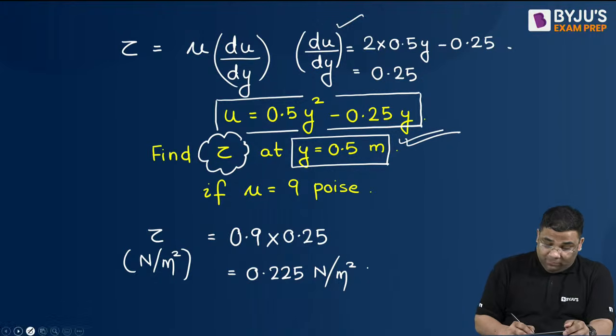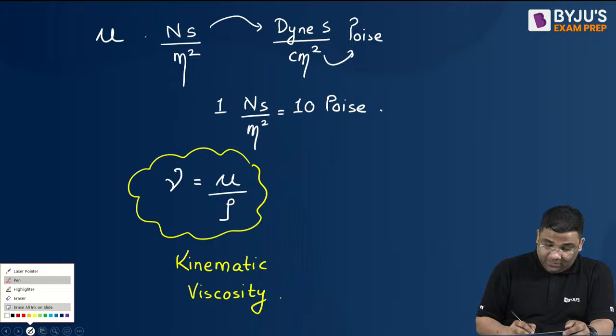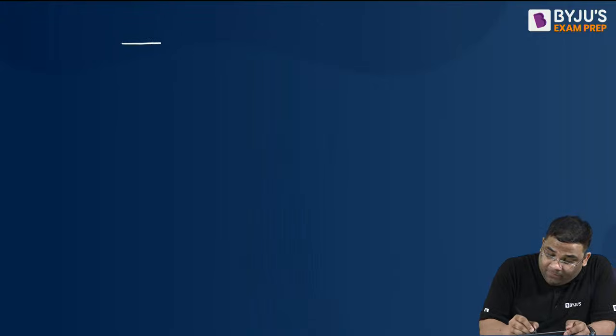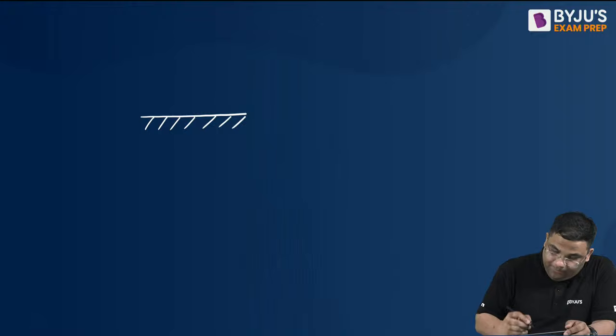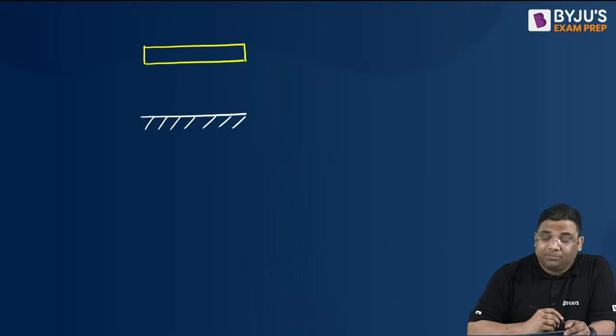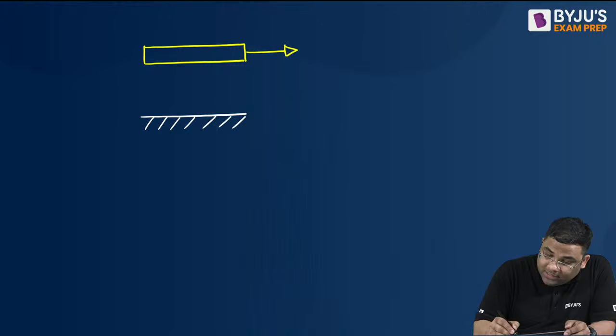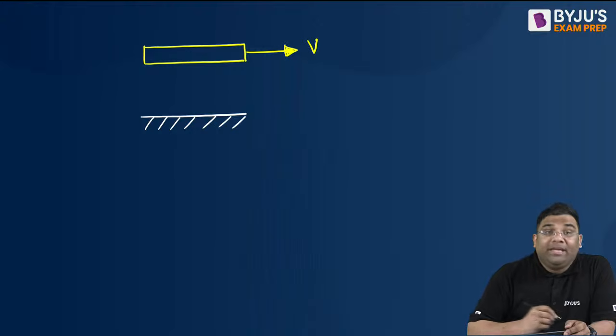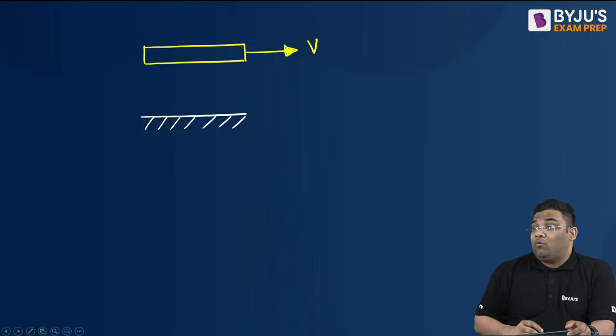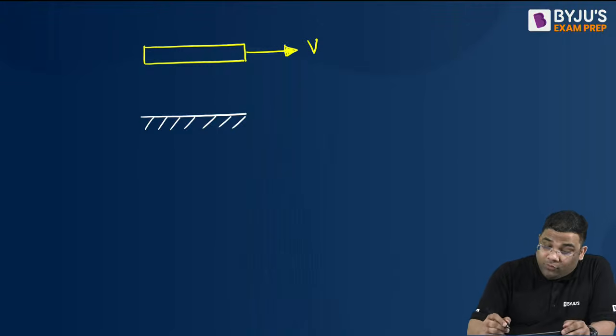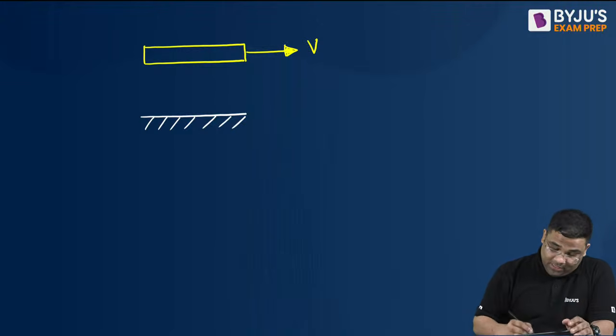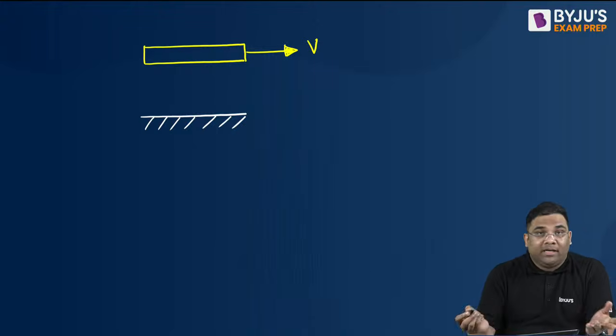Next, the next basic type of question they can ask from viscosity is this: if we have a fixed boundary, and then we have a plate like this, and it is moving with a particular speed, suppose v. So the force required to move this plate at this particular speed. Now what is the theory behind it? That there is fluid, and the plate is moving in fluid.